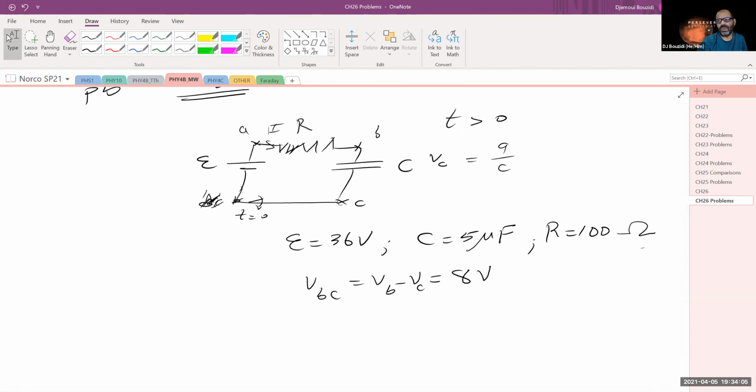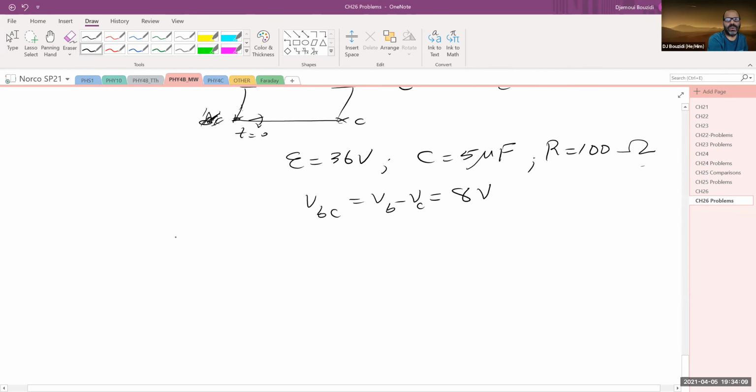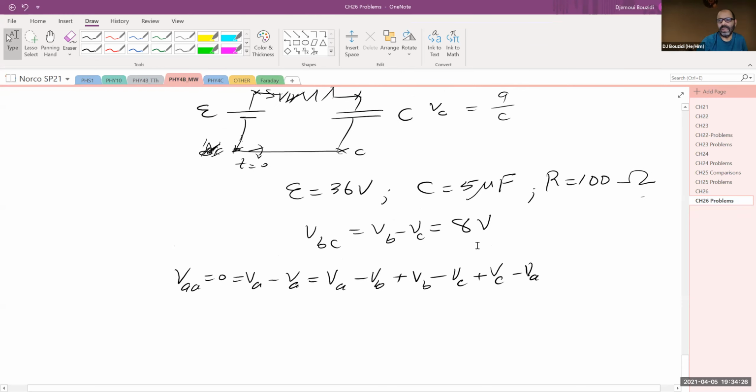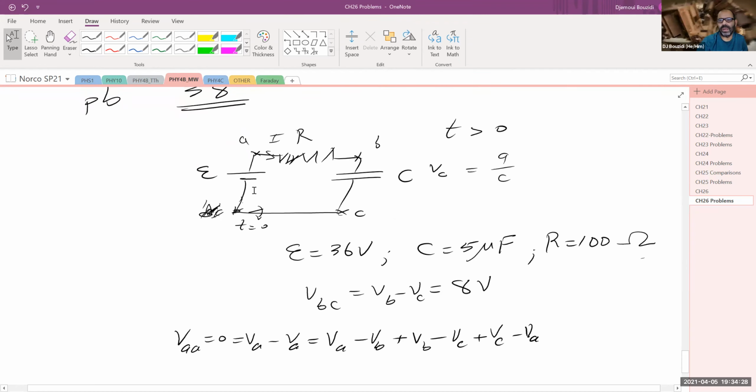What I'm going to do is use Kirchhoff's rule again, starting from any point and coming back to it and saying that that's equal to 0. So VAA, which is 0, which is VA minus VA, is the same thing as VA minus VB, plus VB minus VC, plus VC minus VA, I'm sorry, okay? So I close my circuit in here, so I came back to my starting point.